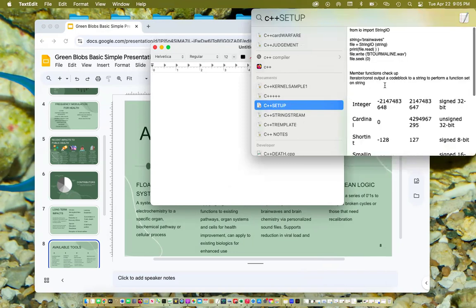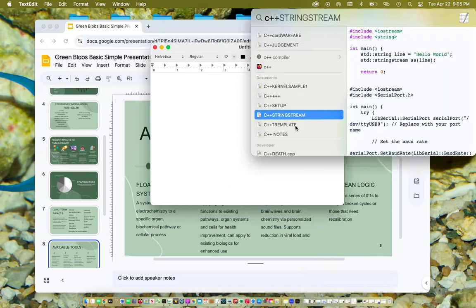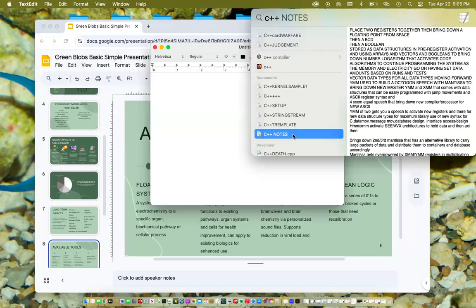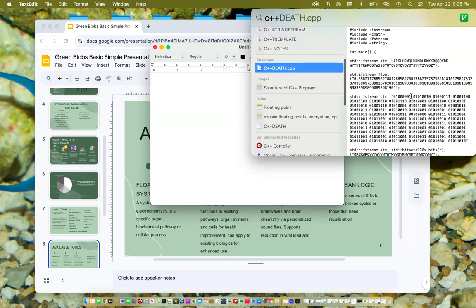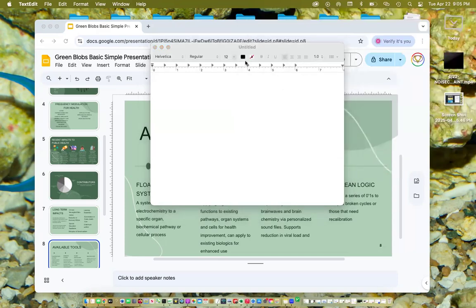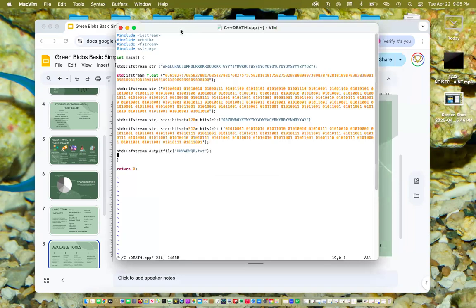Let me go ahead and, I have a C plus plus. Okay, good. I just have templates that I keep on my computer. All right, so let me use this one for C plus plus and give an example.